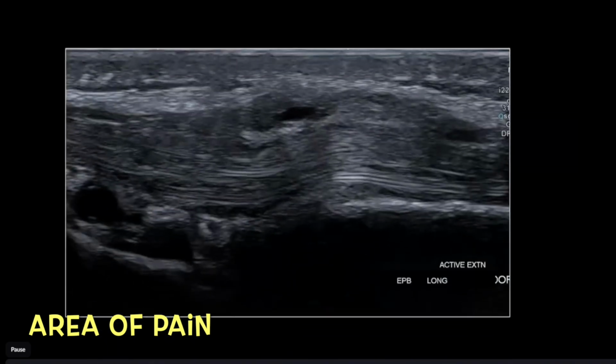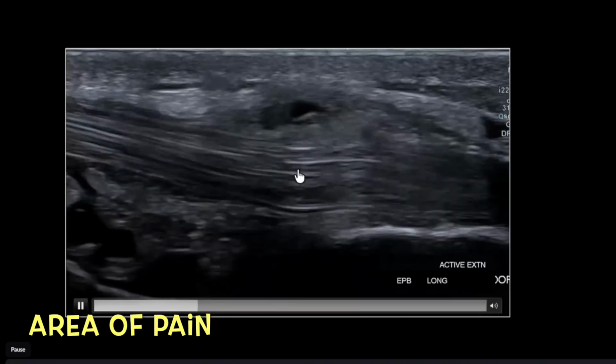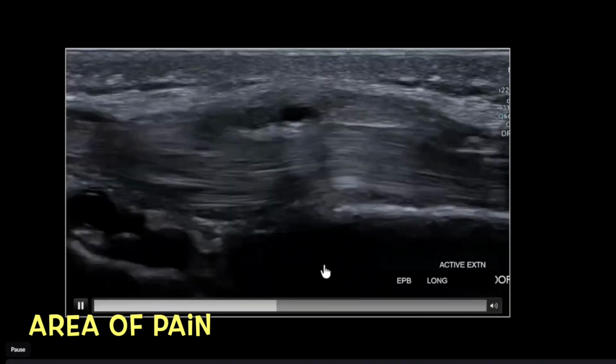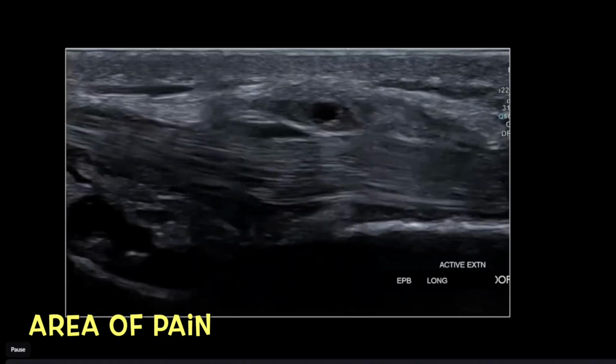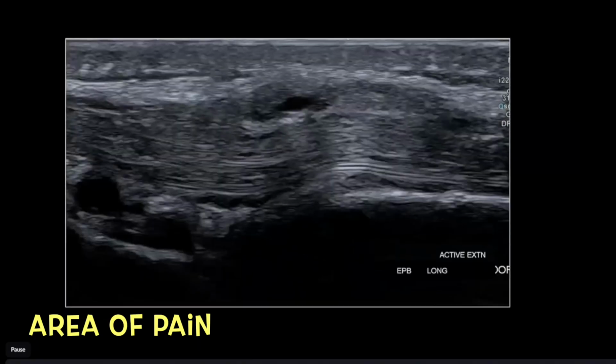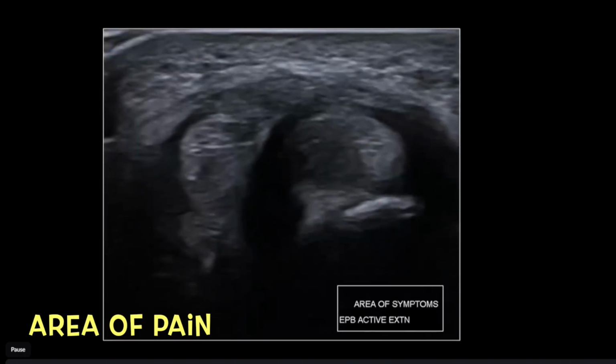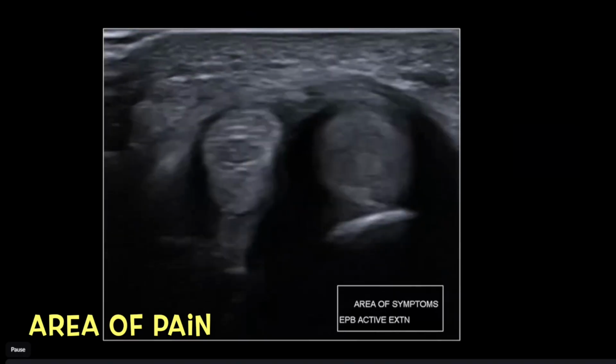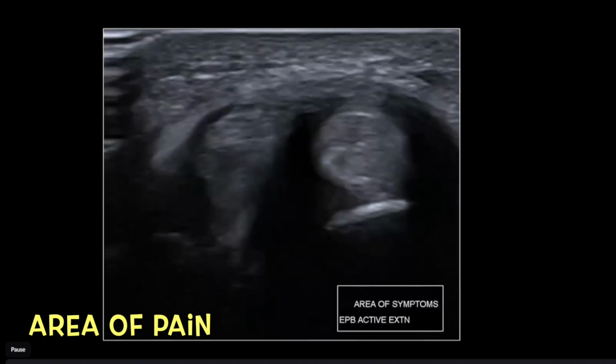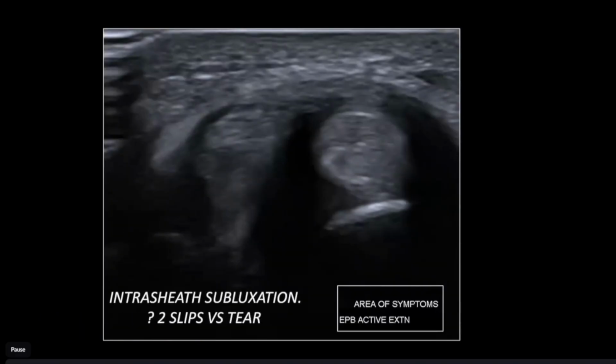Compartment 1. And you can see in the retinaculum, there's a little intrasubstance tear, and the tendon is having a very difficult time to travel deep to it with dynamic assessment. At his area of symptoms, when he performed that dynamic maneuver, you can see the tendons of EPB were rotating on each other. So that to me looks like an intersheath subluxation. And to me, I felt like there were 2 slips. So differential is going to be that there's a tear.